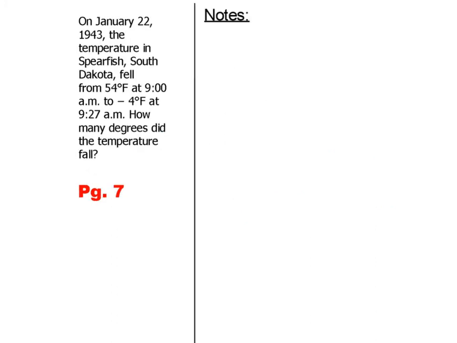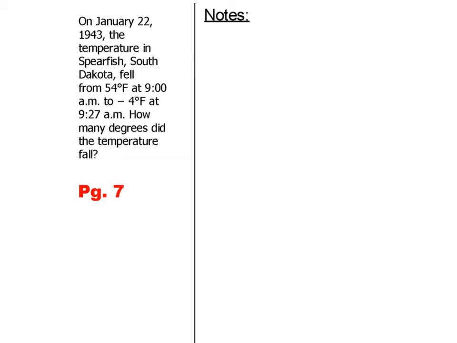Classwork. On January 22nd, 1943, the temperature in Spearfish, South Dakota fell from 54 degrees at 9 a.m. to -4 at 9:27. That's a huge drop. How many degrees did the temperature fall? So we want to model this with an equation first. You can, of course, do it in your head, but we want to look at an equation that models it. So what's some important information?